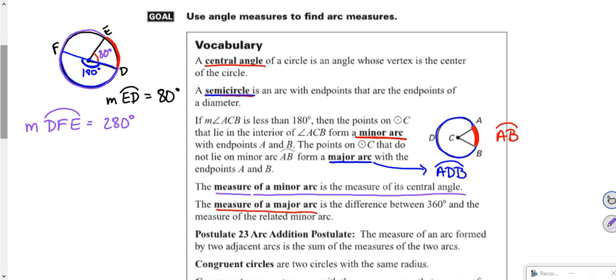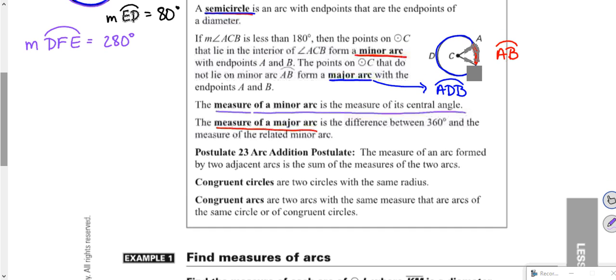Postulate 23, the arc addition postulate. The measure of an arc formed by two adjacent arcs is the sum of the measures of the two arcs. This is nothing new. We've had the segment addition postulate. We've had the angle addition postulate. If two things are adjacent, they're side by side, you get the measure of the total by adding them up. That's nothing new.